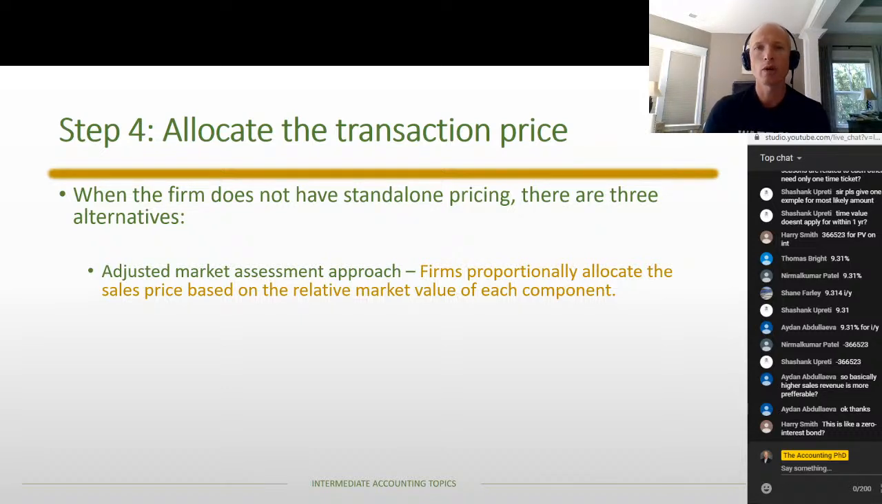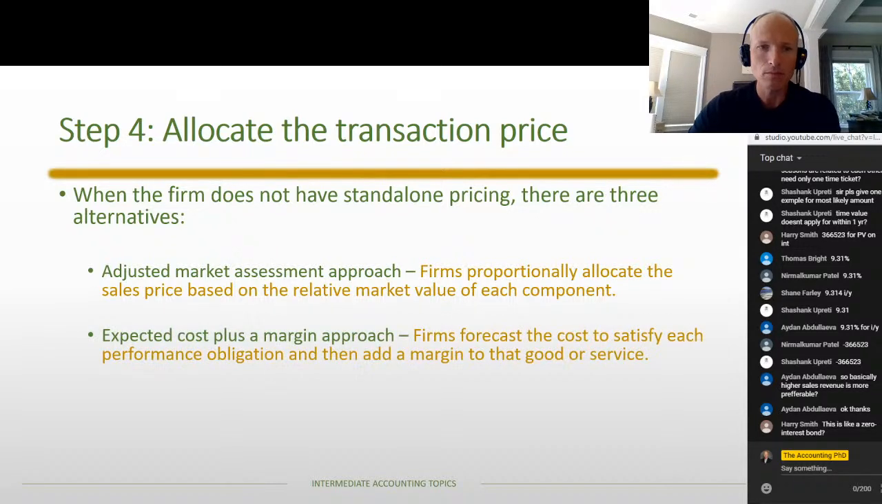So this is a situation where I have a reliable fair value or a reliable market value for each component in the contract, for each single performance obligation, each good, each service, each whatever. In other words, I can reliably estimate every single item. If I can do that, then I need to use the adjusted market assessment approach, and I need to use some sort of proportionality to allocate it. We're going to illustrate how to do that, but we're going to proportionally allocate the sales price.